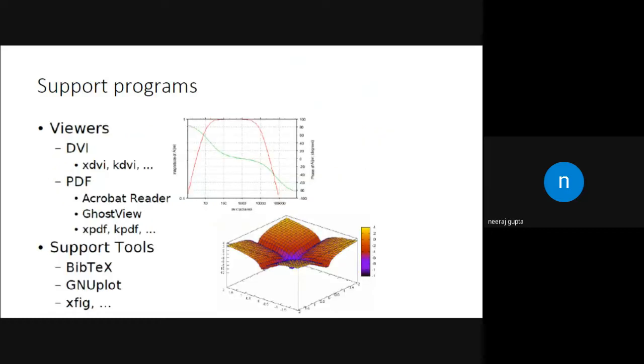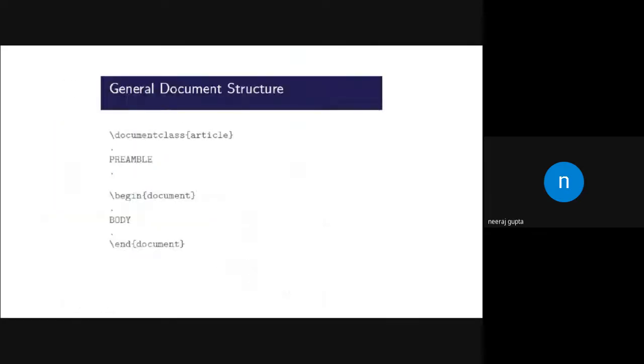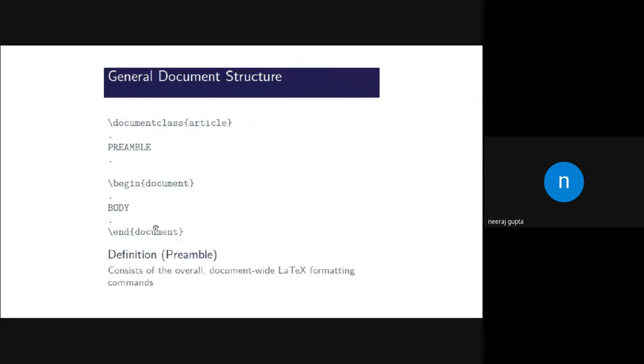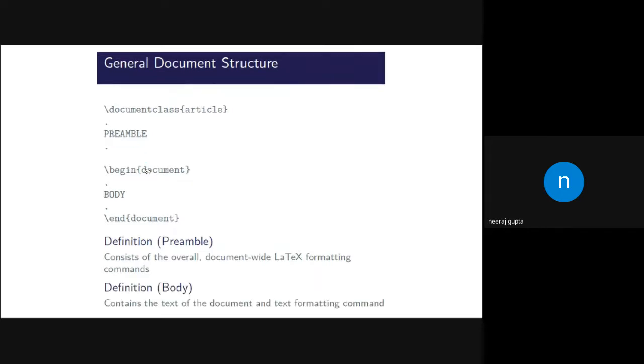Now we start with the simple empty document. Now the LaTeX actually consists of the preamble and the body of the document. So what is the preamble? First we start with the document class article, then the preamble is there, then begin document, end document, then the body of the whole document is there. The preamble consists of the overall LaTeX formatting commands. All the commands are given in that particular preamble. The body contains the text of the document and text formatting commands.